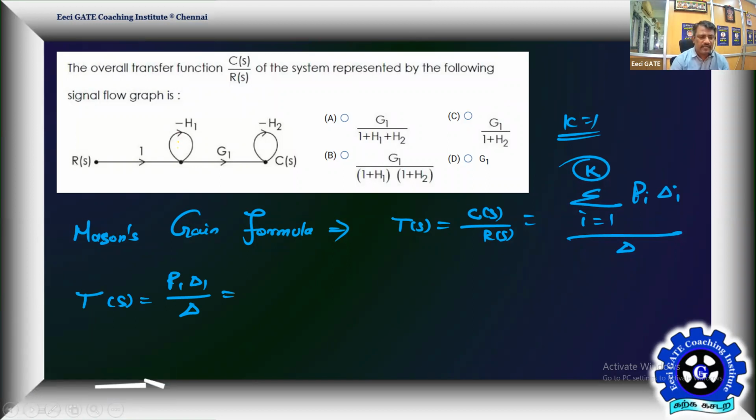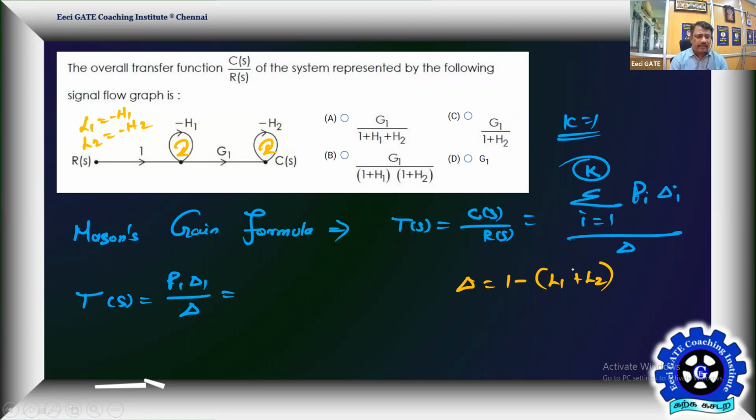How many loops do we have? We have a simple loop, and another simple loop, so 2 loops. One loop is minus H1, another loop is minus H2, that's all. So 2 individual loops. Let us go for the first delta. Delta is equal to 1 minus the sum of individual loop gains, meaning L1 plus L2.